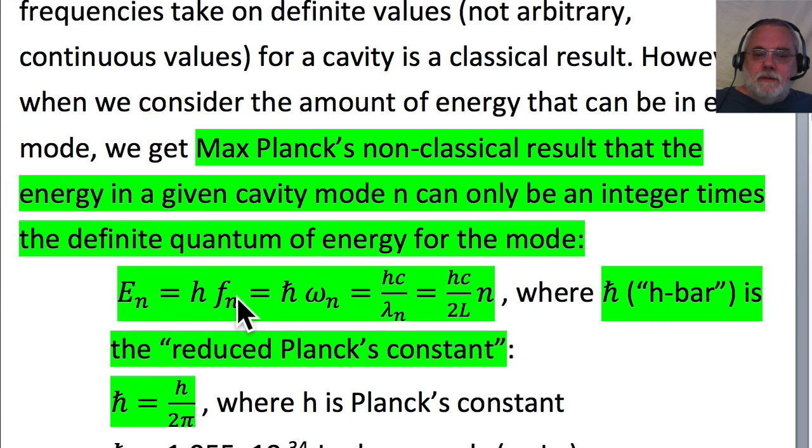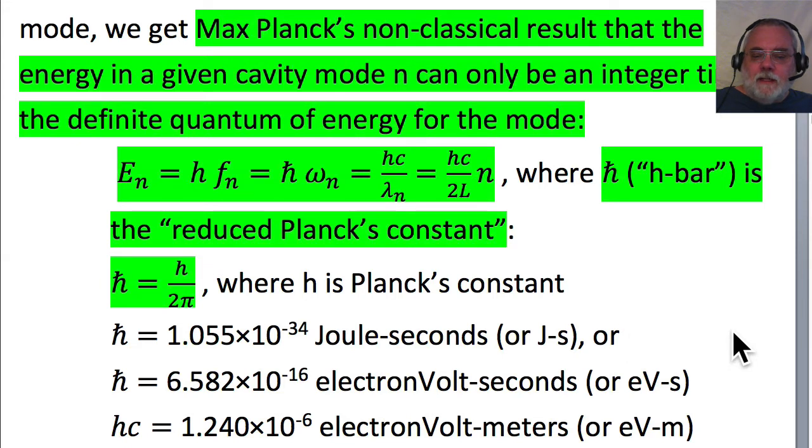So if we use either of these formulas from up above, we get that the energy for a single photon of a single mode is Planck's constant times the speed of light divided by twice the cavity length times the mode number, where the mode number is n equals 1, 2, 3, and so on. So the energy is quantized, and we call this photons.